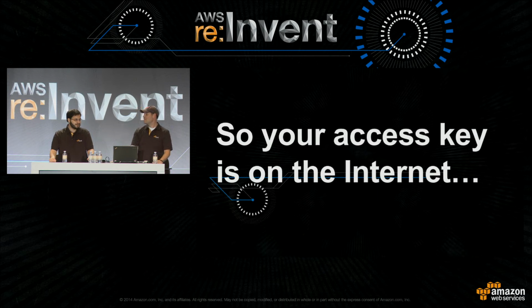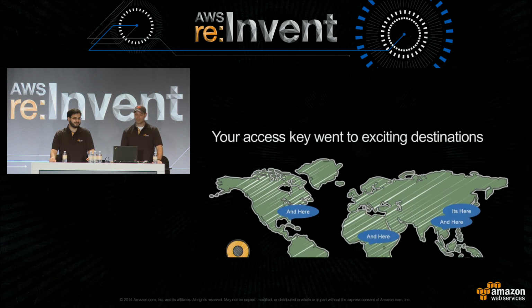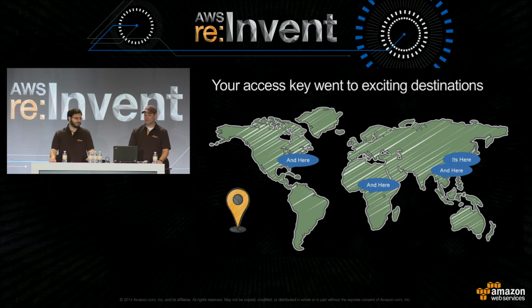And so, let's walk through one of the scenarios that might happen. You might discover that your AWS credentials, your access key and secret, are posted publicly, say, to a source repository. Maybe it went to some exciting destinations without you, and all you got were some EC2 instances. What do you do then?